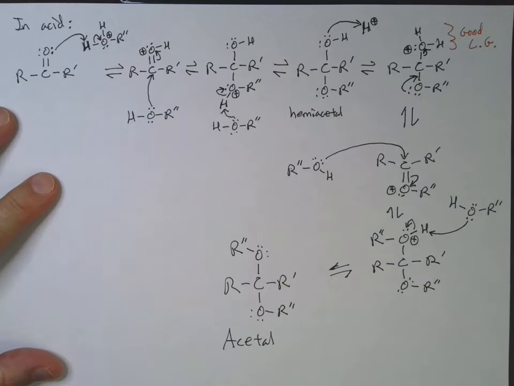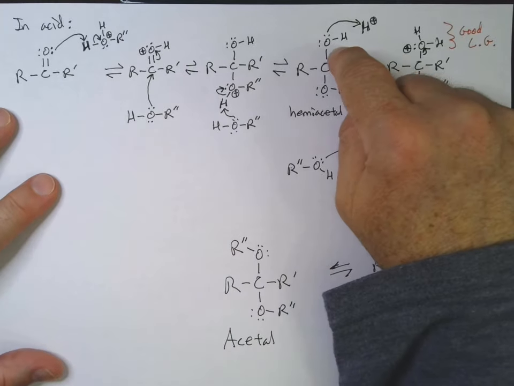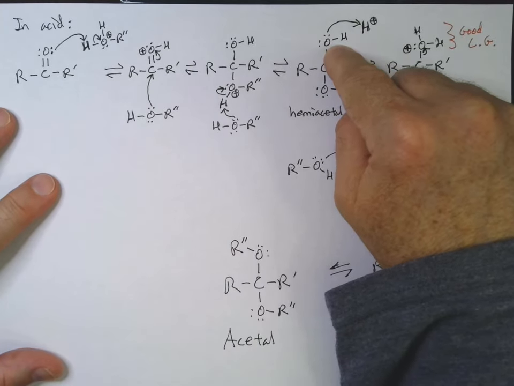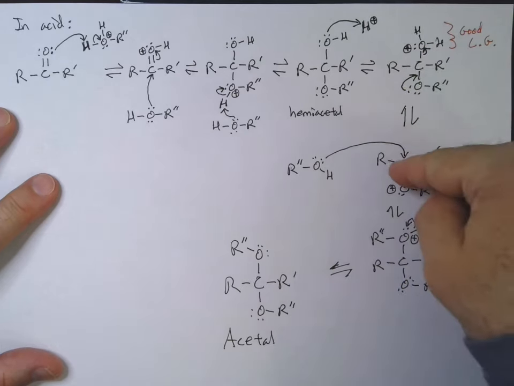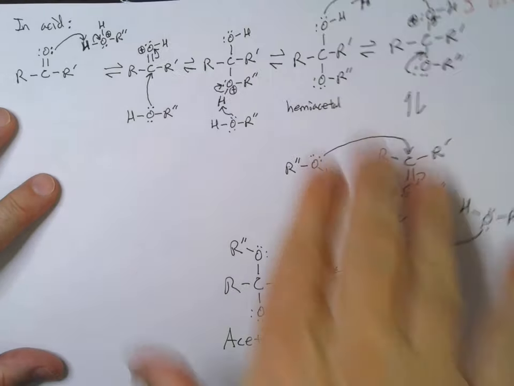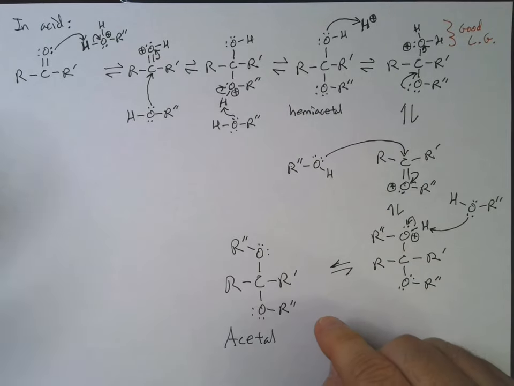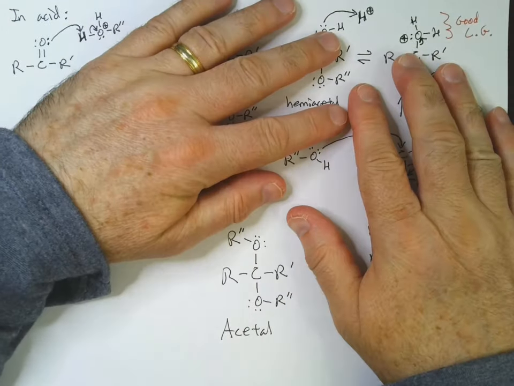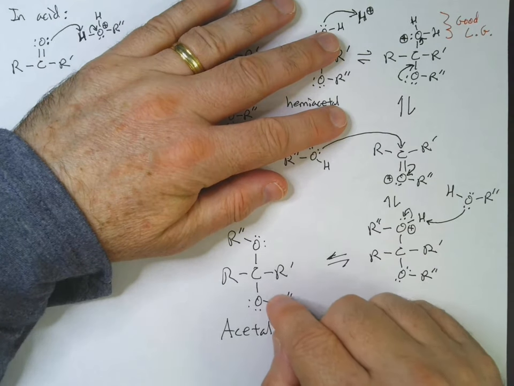But acid will get you all the way to the acetal, because in acid you could protonate other oxygen, and that makes a good leaving group. And that allows that to leave, and then another molecule of alcohol can come in. So base stops you here, acid enables you to get here. Conversely, if you took your acetal and put it in base, nothing would happen.